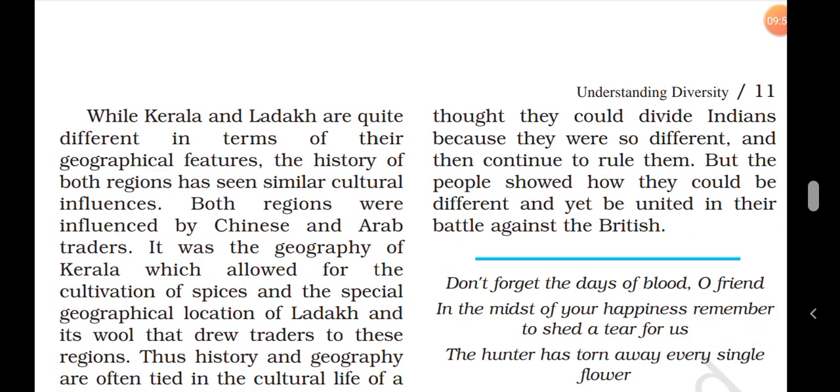Okay, now we will read about the difference in both the places. While Kerala and Ladakh are quite different in terms of their geographical features, the history of both regions has seen similar cultural influences.